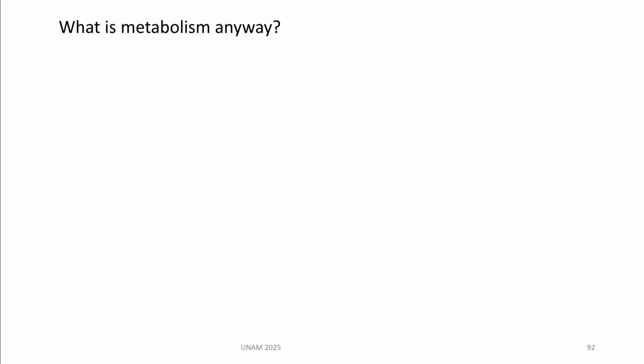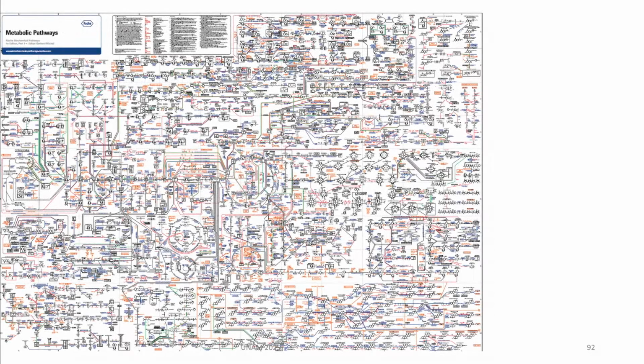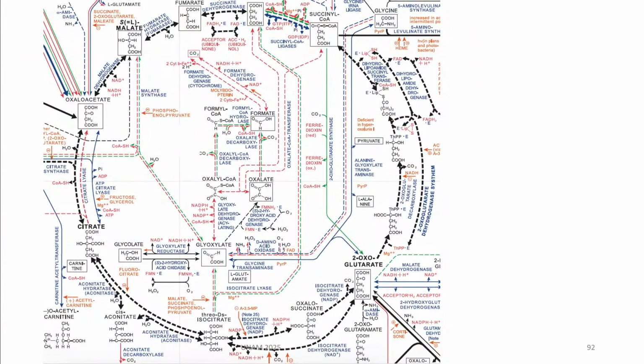So, what is metabolism? Well, it's something that is very complicated, and I can illustrate it. This is a chart that is sold and illustrates only the central pathways of metabolism. If I zoom in even to a small part, you see this is the so-called inverse tricarboxylic acid cycle. It's still very complicated.